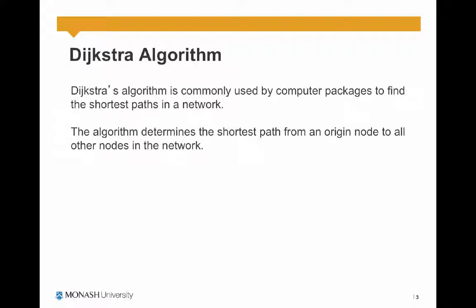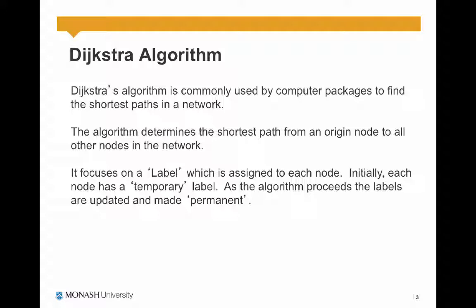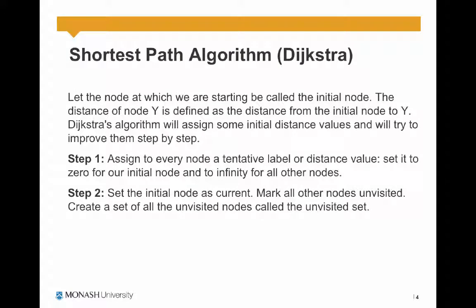The algorithm determines the shortest path from an origin node to all other nodes in the network. It focuses on a label which is assigned to each node. Initially, each node has a temporary label. As the algorithm proceeds, the labels are updated and made permanent. This type of algorithms are known as label updating algorithms. So Dijkstra algorithm is a label updating algorithm. So let's start with the description of the algorithm and then we'll go over an example.